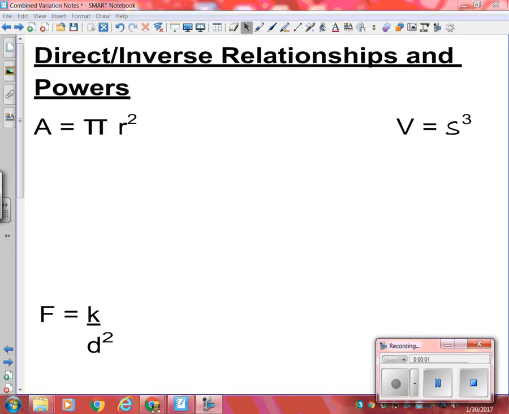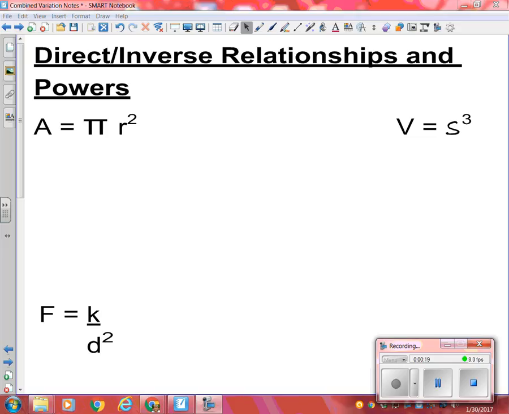Today's lesson, we're still doing direct and inverse, but now we're talking about direct and inverse with powers. And then the second part of today, we're talking about direct and inverse that are combined, that may both exist in the same equation, okay?